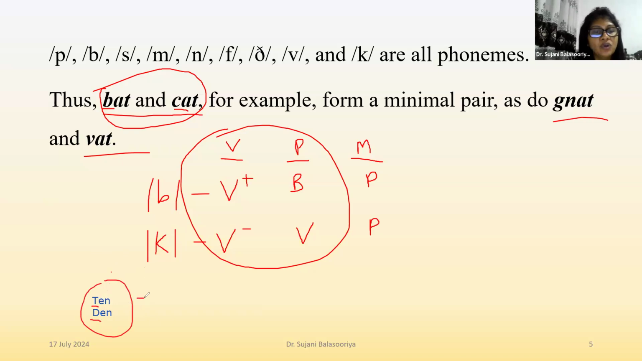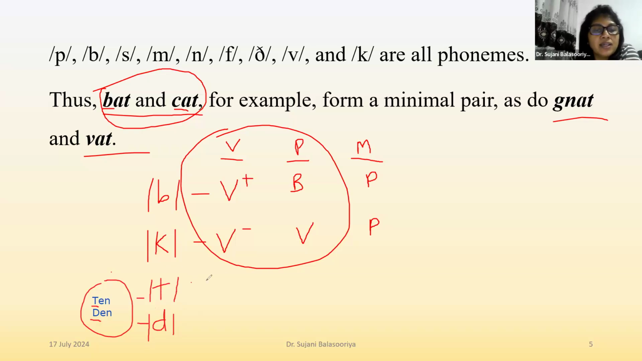Then what do we know about t? We say t is different from d, no? That is why ten is different from den, right? These are the two phonemes then. Now, can you identify my next question? The second question is, how do you find t to be different from d? What are the differences between t and d? Go by these three factors: voicing, place, and manner of articulation.